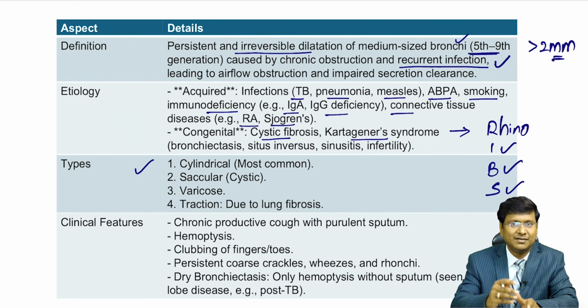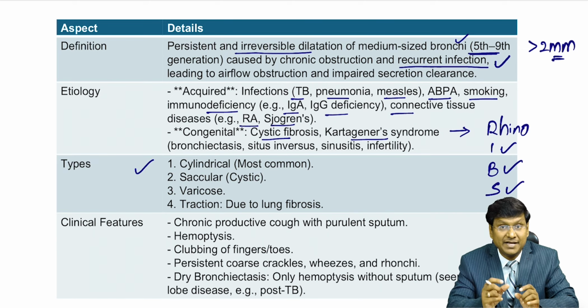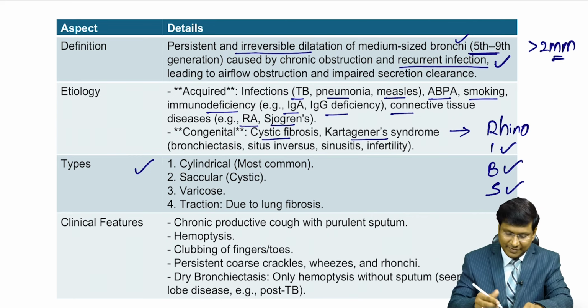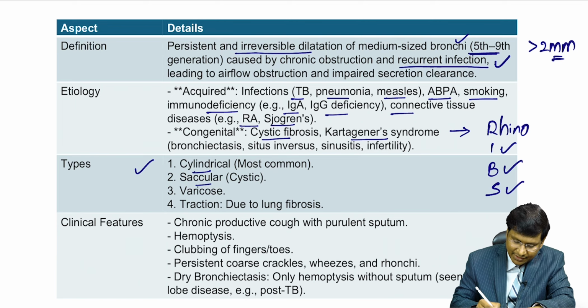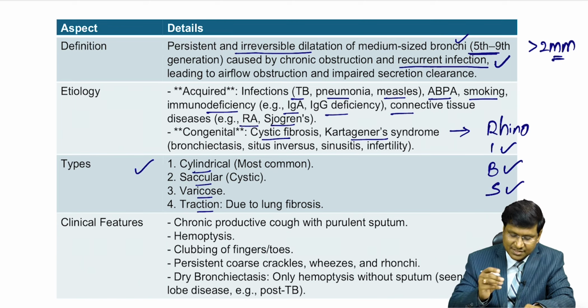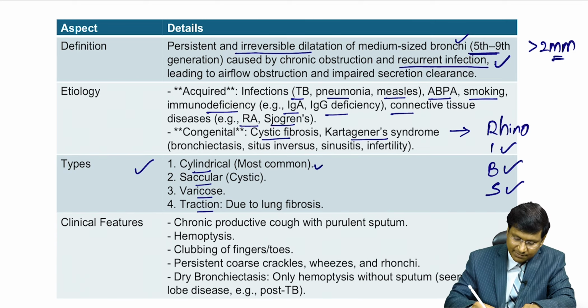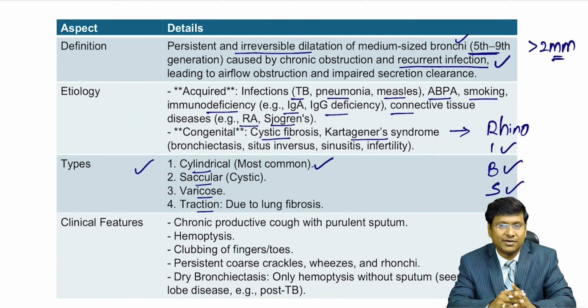And if you take the types of bronchiectasis, depending upon the shape of the bronchi which are dilated, the shape of the bronchus will be cylindrical, saccular, varicose, as well as traction bronchiectasis. So out of all these, what is the most common form of bronchiectasis? The most common is cylindrical bronchiectasis.